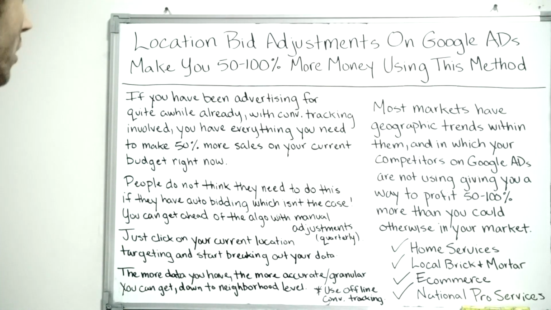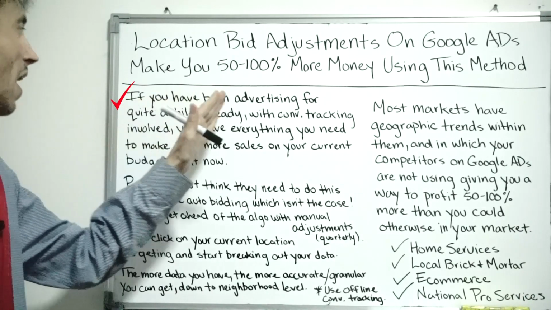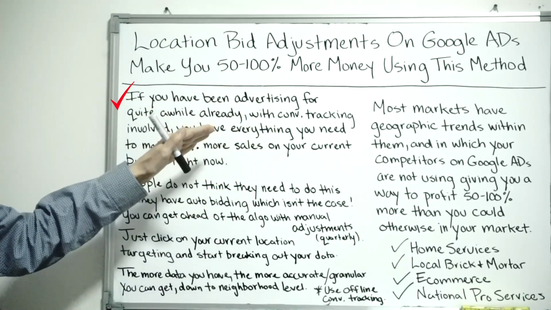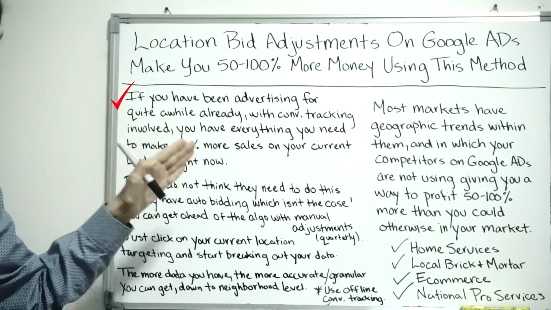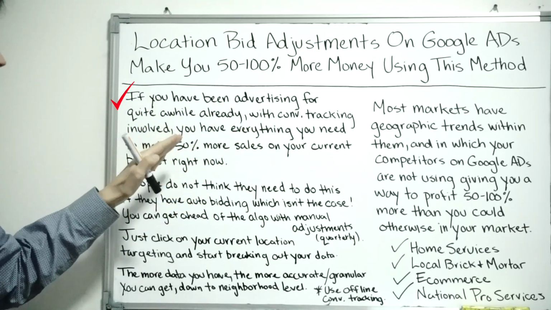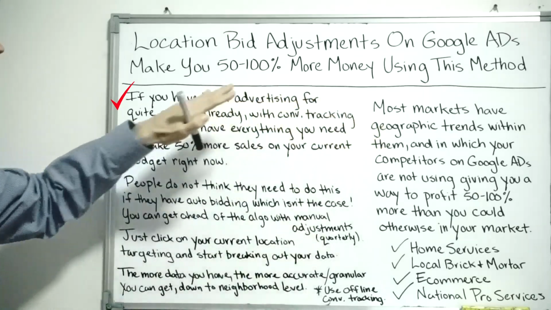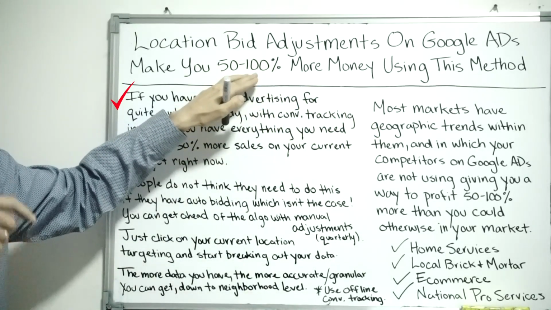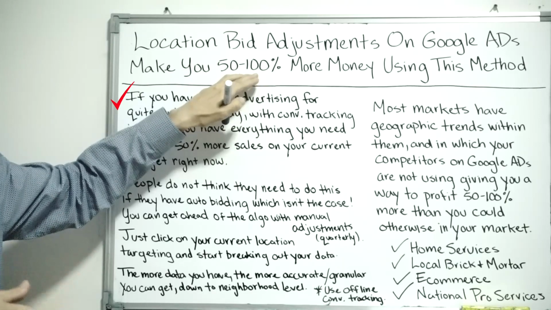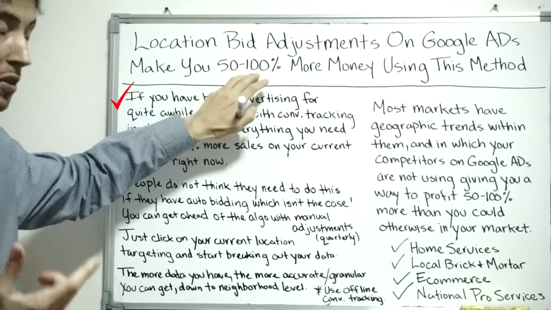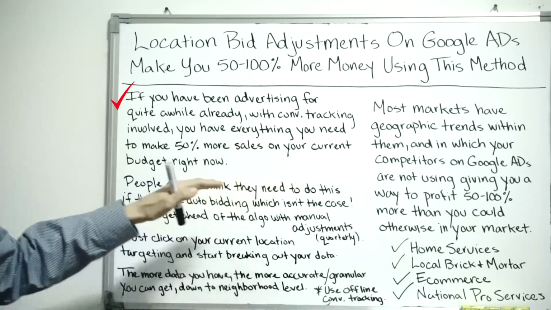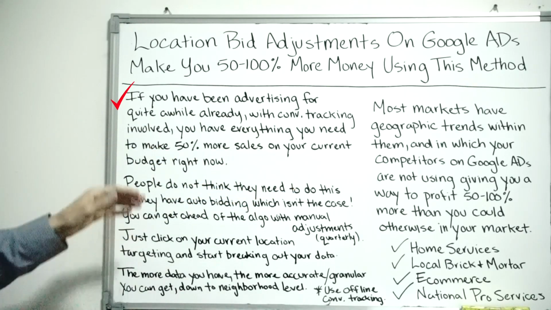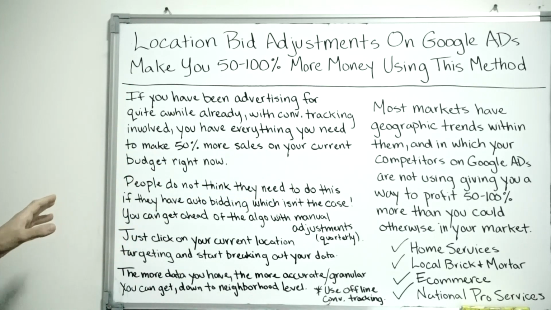Essentially, this is pretty simple. If you've already been advertising for a while with conversion tracking on your account, everything you need to get this extra 50% more ROI or profit from your account, if your ROI is where it needs to be already, is to look at the location conversion data that you already have and get that extra 50%.